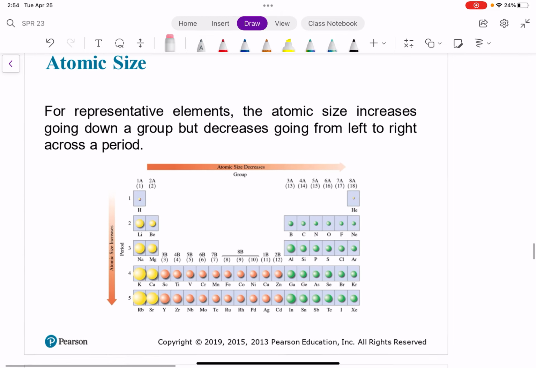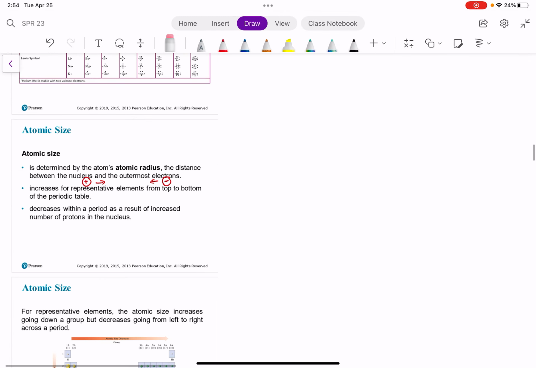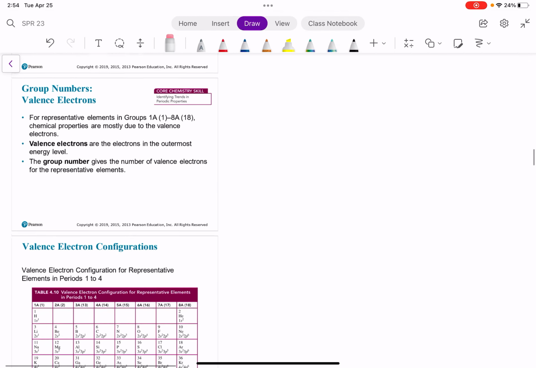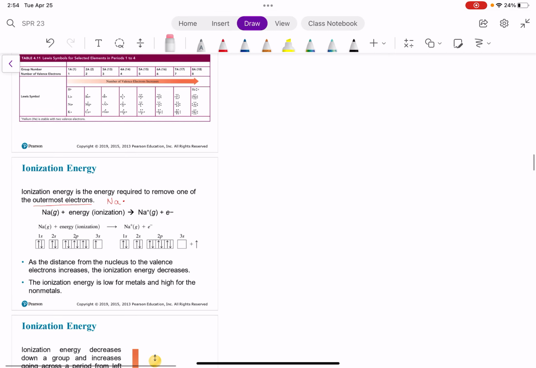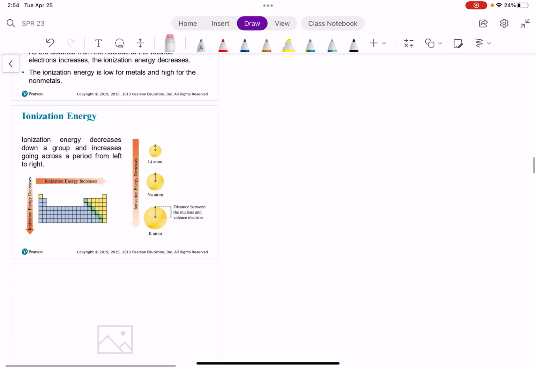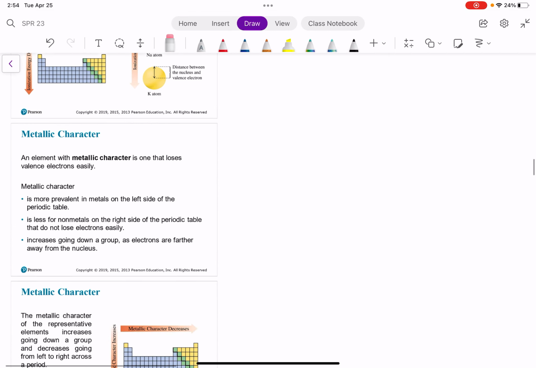Wait, we looked at this. Didn't we look at this? Yeah, we did. I wonder why those copied like that. Okay, well, we haven't looked at these yet, so let's look at these.